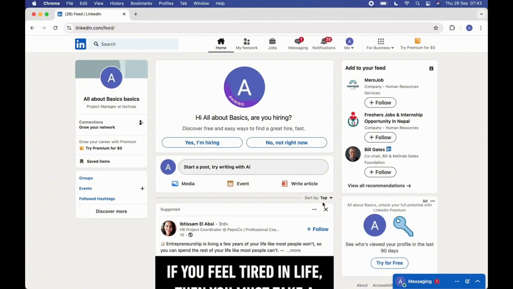So, this was it about Credential ID in LinkedIn certification.